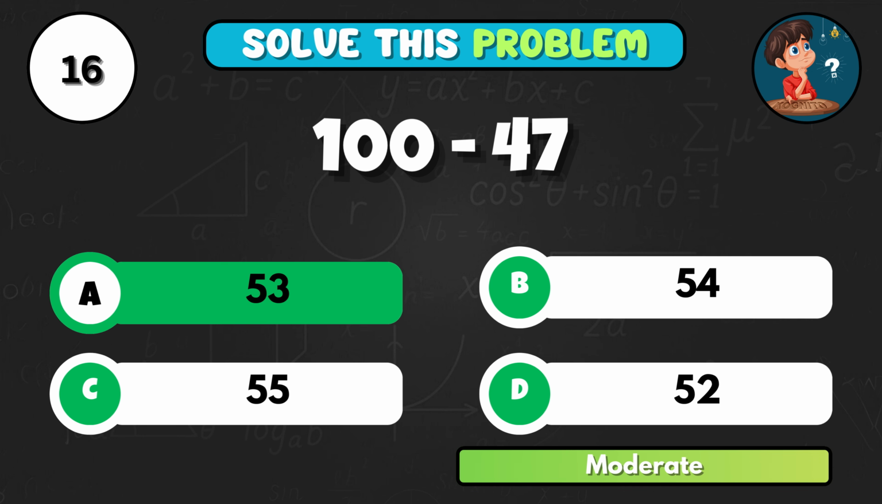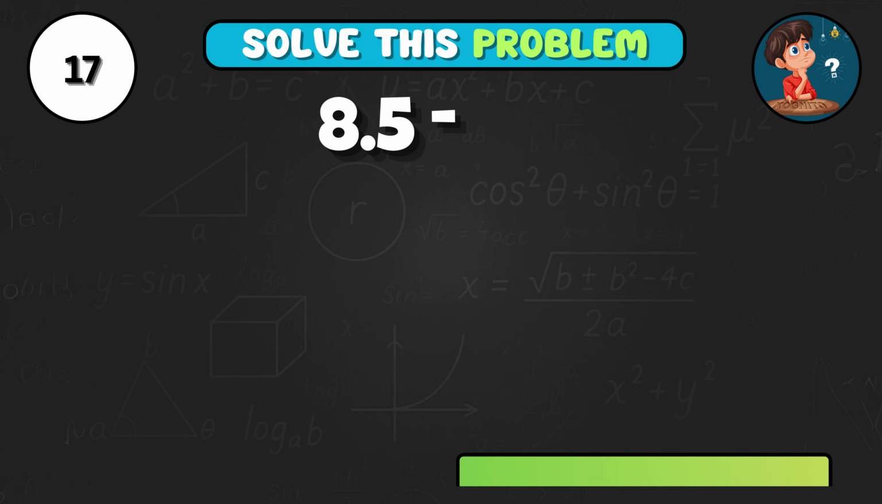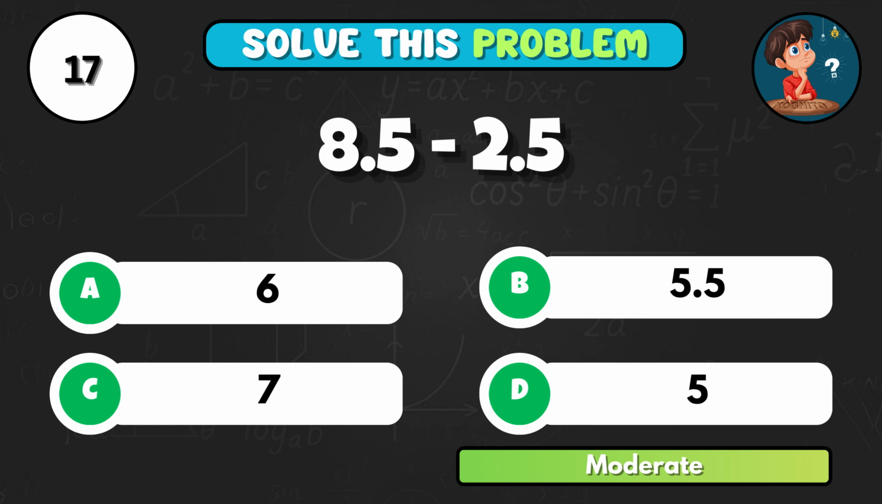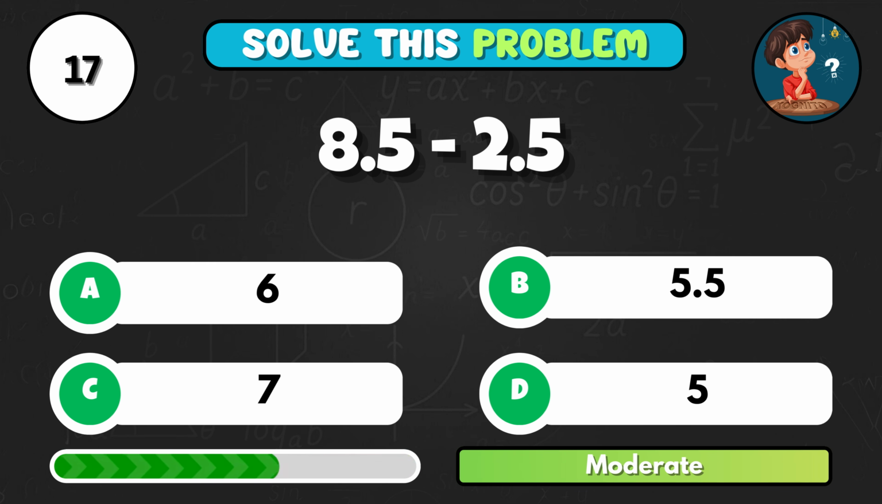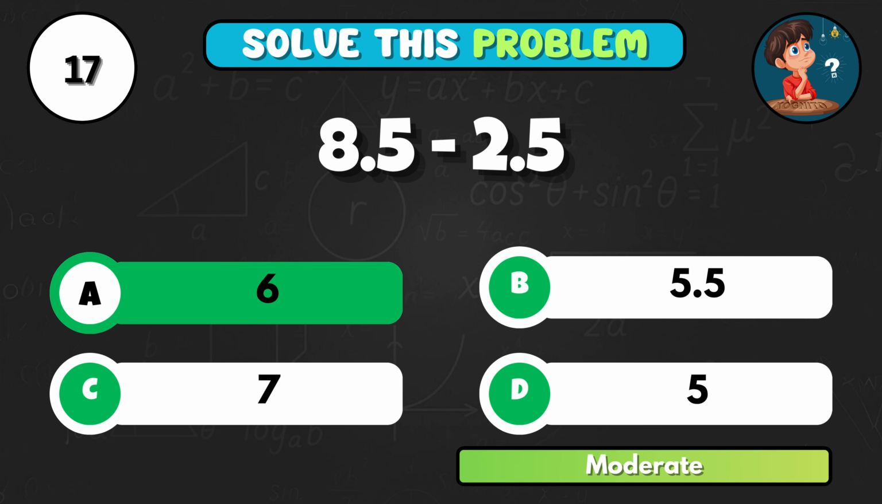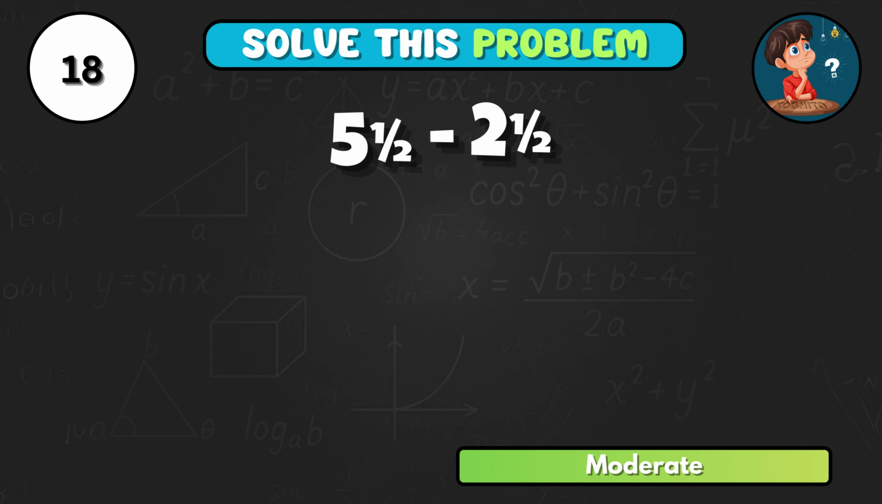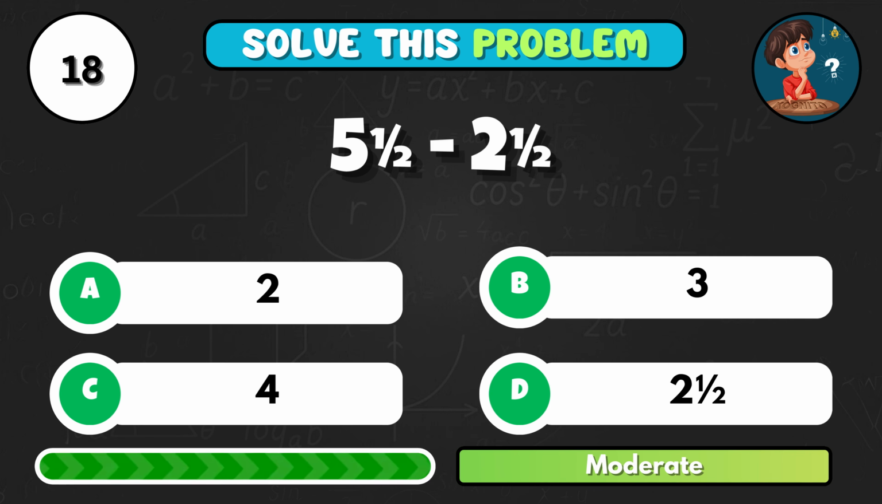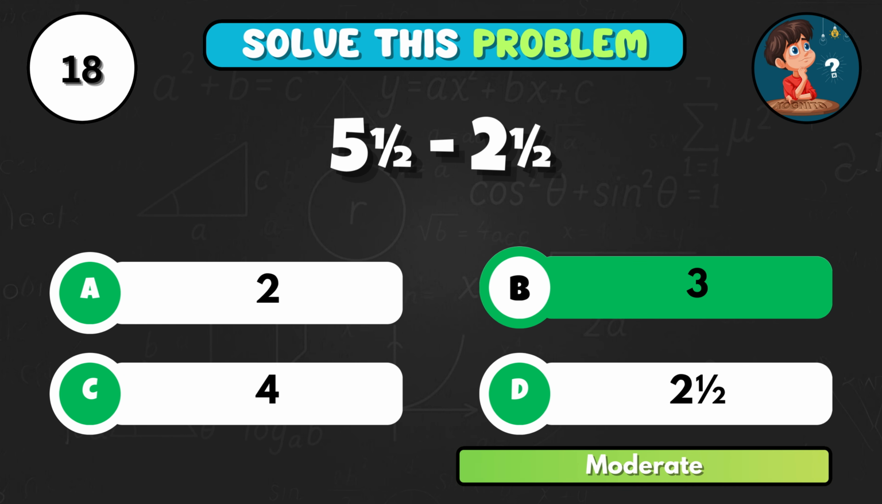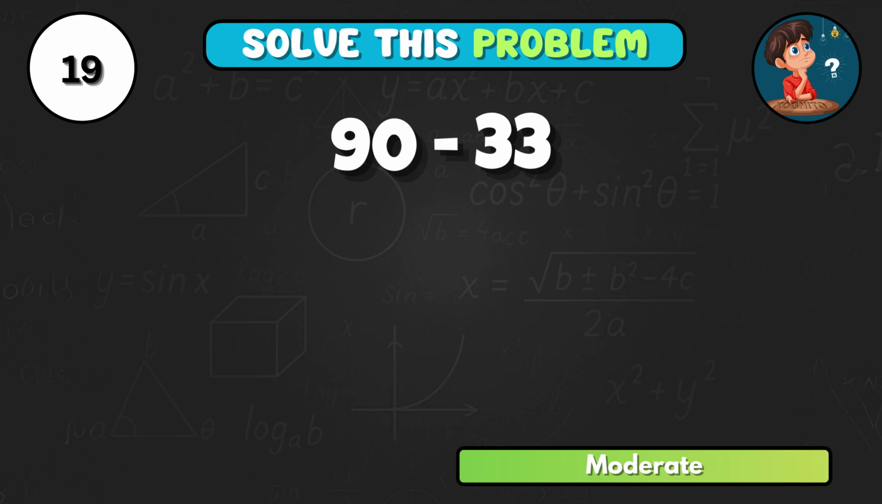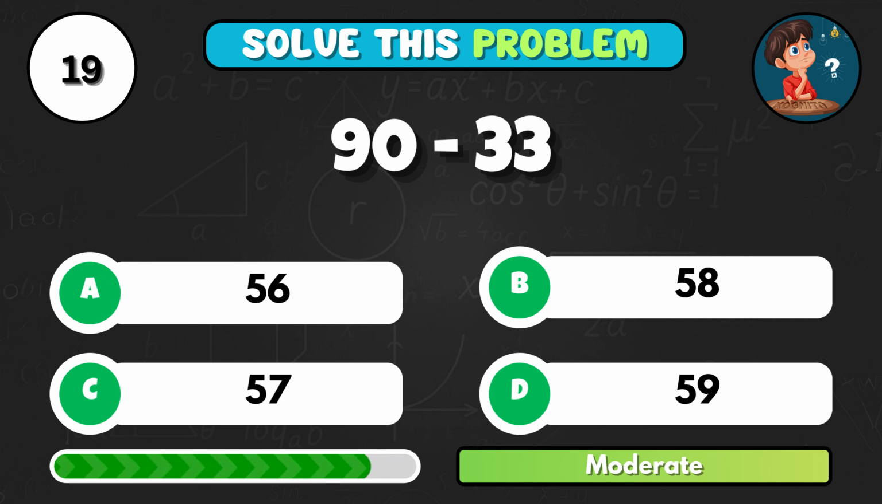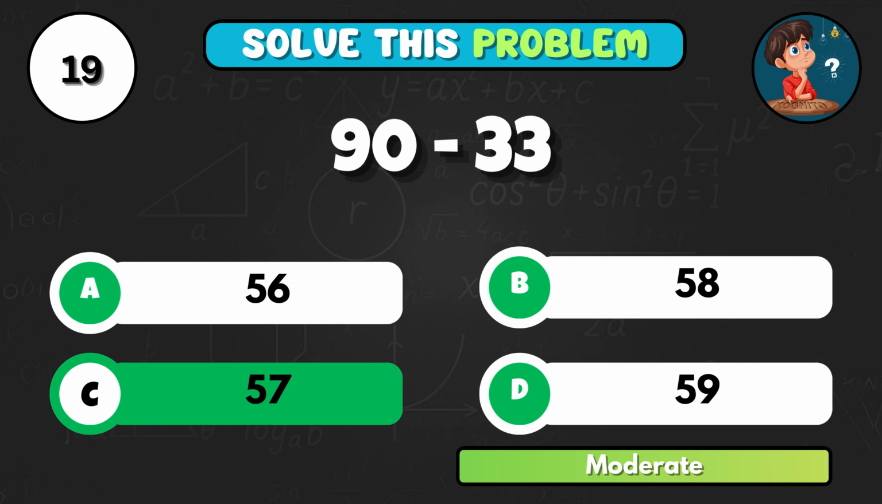Option A is correct. That gives 53. Subtract 2.5 from 8.5. Answer is A. You get 6. What is 5.5 minus 2.5? Option B is right. That makes 3. Subtract 33 from 90. Correct choice is C. It equals 57.